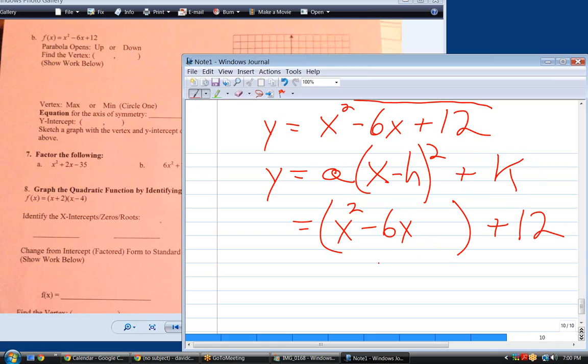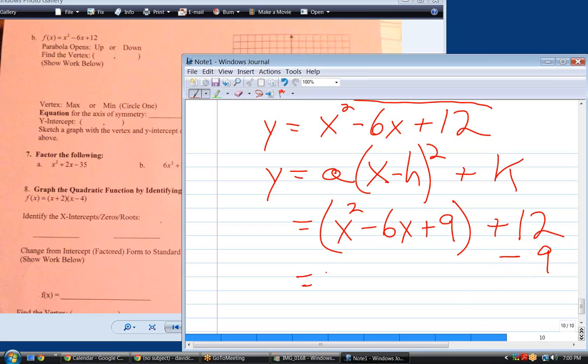Now, complete the square inside the parentheses for me. Would that be 9? Plus 9. Well, I can't add 9 to the right side of the equation without doing something else. You don't really want to add 9 to the left side of the equation, but I can subtract 9 from the right side of the equation. Notice I didn't change anything. I added 9, I subtracted 9. As long as I do it to the same side of the equation, I'm not affecting anything.